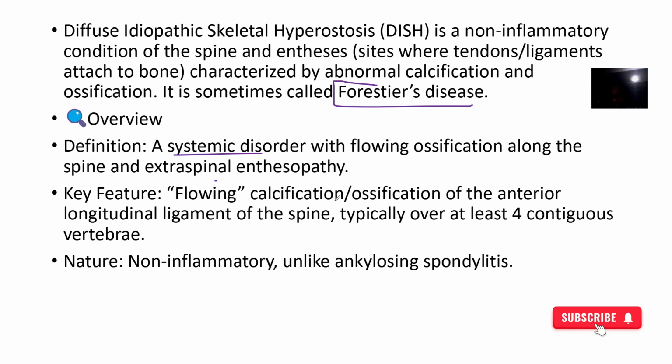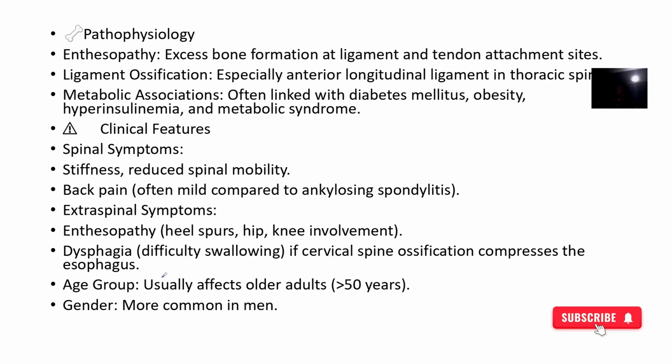So the key feature is flowing calcification and ossification of the anterior longitudinal ligament of the spine, typically over at least 4 contiguous vertebrae. It's non-inflammatory. So pathophysiology, you have enthesopathy, the excess bone formation where the ligaments and tendons attach. The ligament is getting ossified. It is metabolically associated with diabetes mellitus, obesity, hyperinsulinemia, and metabolic syndrome.